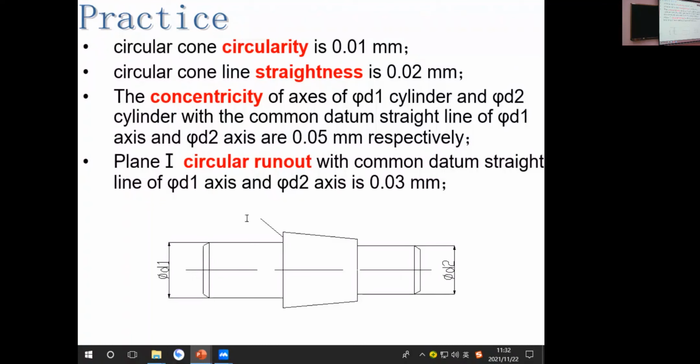With this one, what is it? D2, D2, D1. The concentricity of axis D1 is here, right? And D2, D2 have concentricity, which is common to the line of D1, this one, and the D2 axis, up to 0.05.